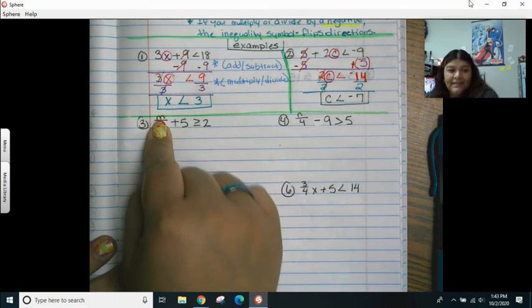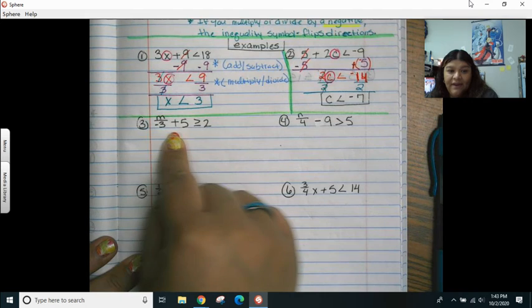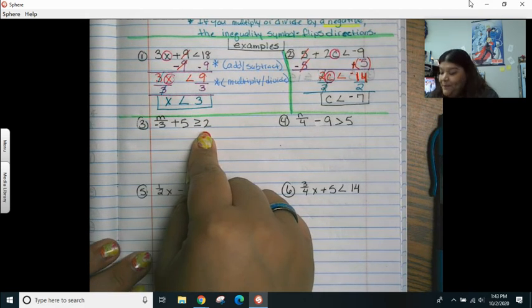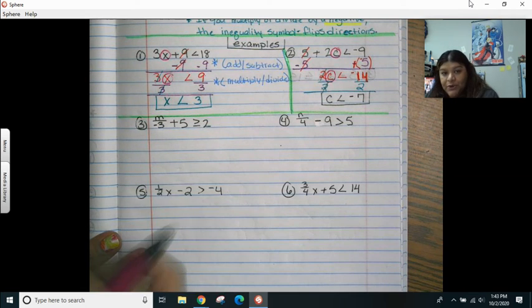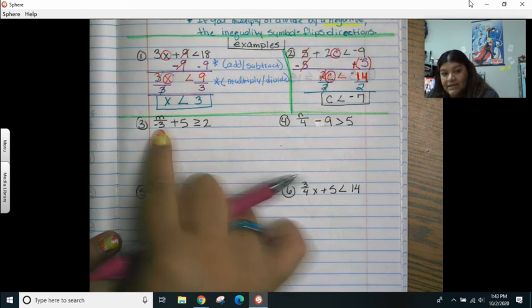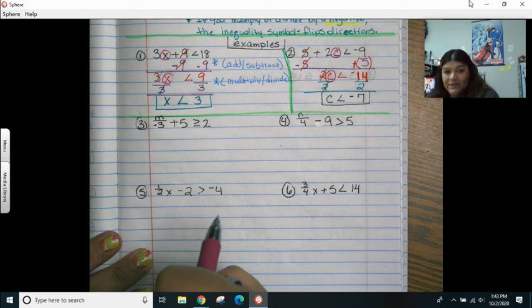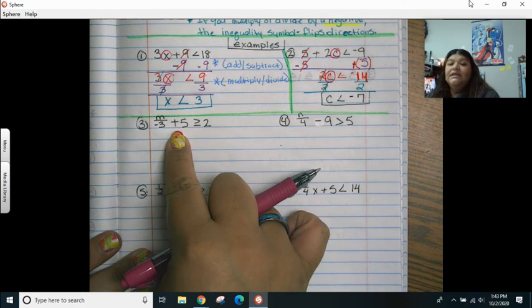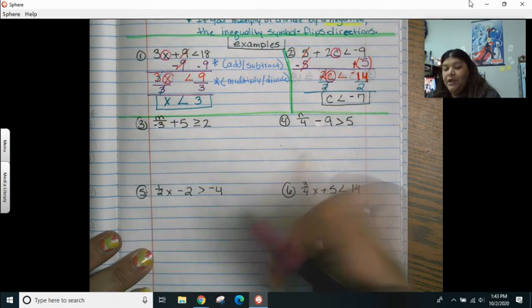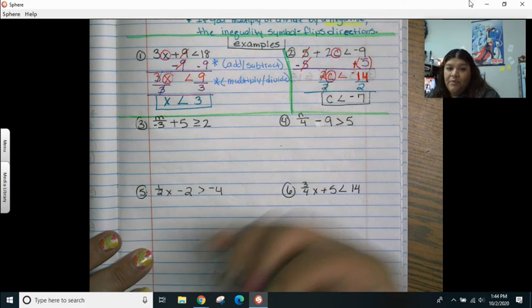All right. M divided by -3 plus 5 is greater than or equal to 2. Okay. Same process. And I see 2 operations. I see division and addition, so we're doing the opposite. So what's the opposite of division? Multiplication. The opposite of addition? Subtraction, okay? And we're going to go in the reverse order of the order of operations.